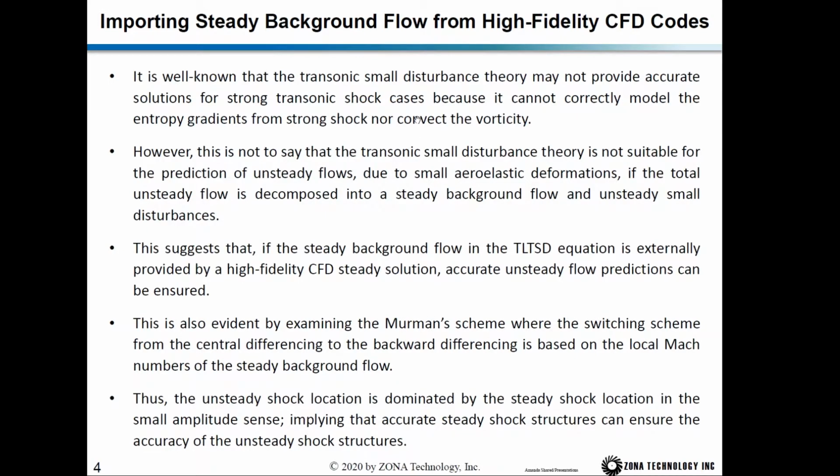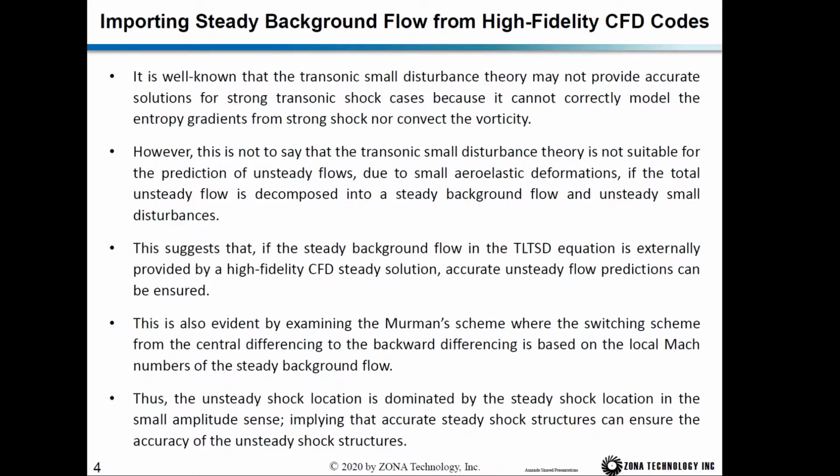And because Z-Trin solves the transonic small disturbance equation, it is well known that transonic small disturbance theory may not provide accurate solutions for strong transonic shock cases because it cannot correctly model the entropy gradient from the strong shock nor convect the vorticity. However, this is not to say that transonic small disturbance theory is not suitable for the prediction of unsteady flows due to small aeroelastic deformation, if the total unsteady flow is decomposed into a steady background flow and an unsteady small disturbance. So this is exactly what Z-Trin is doing.